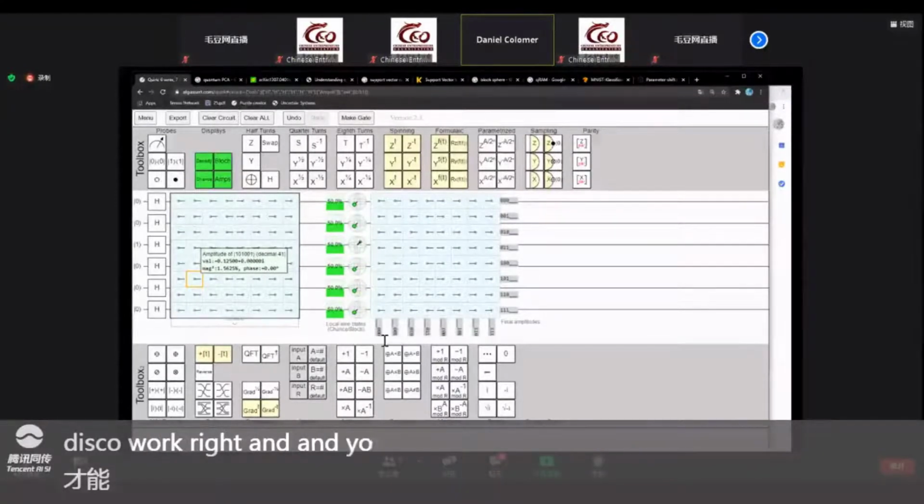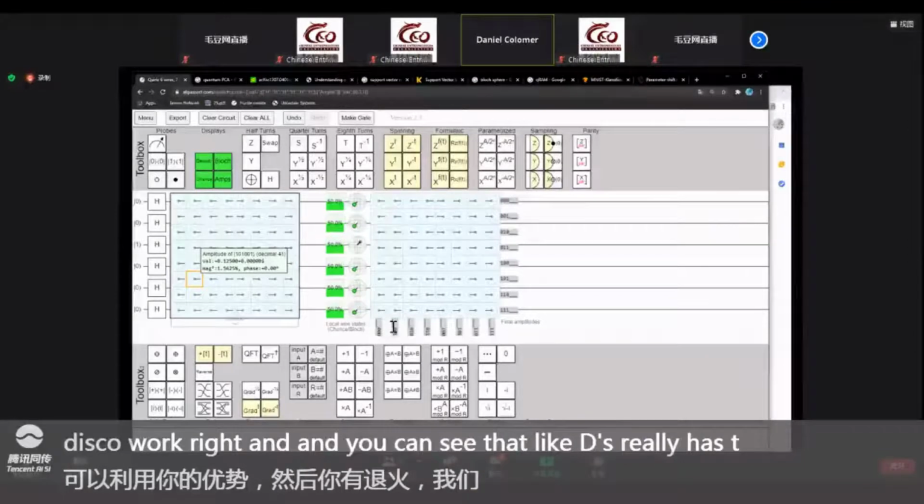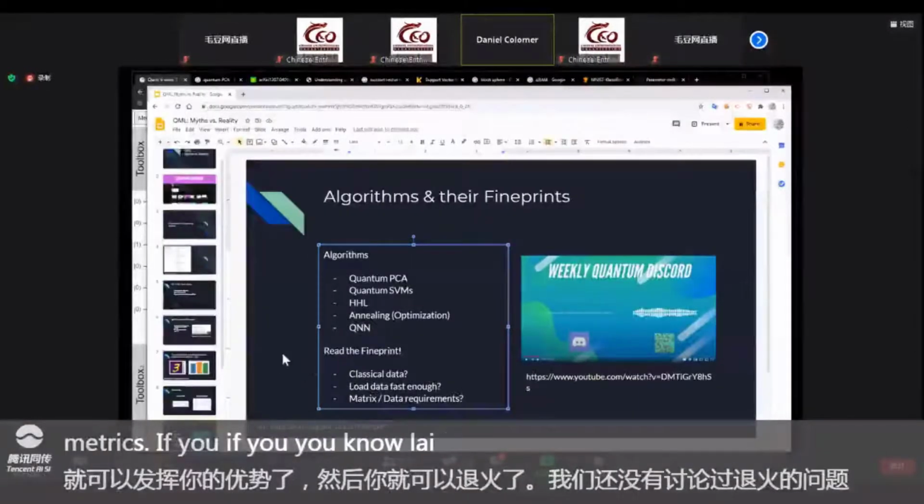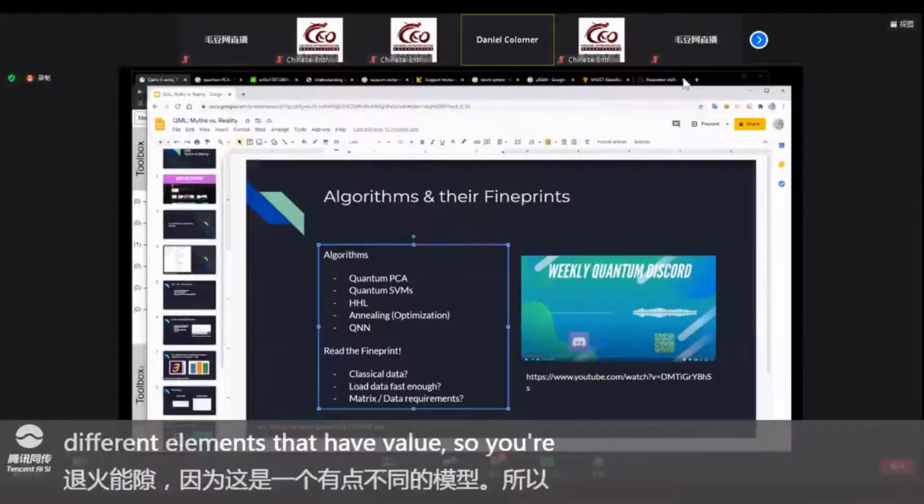Then you have annealing. We haven't talked about annealing yet because it's a bit of a different model. So I don't know if you know D-Wave systems.